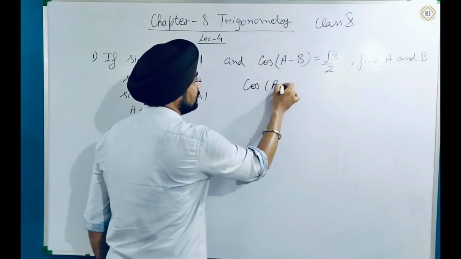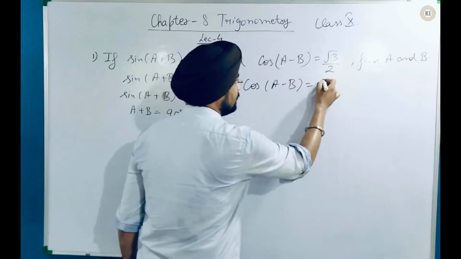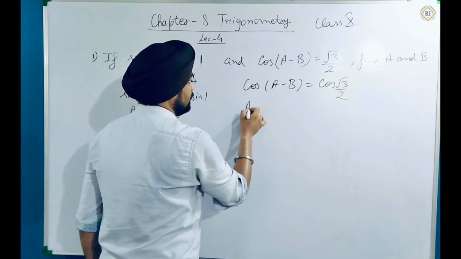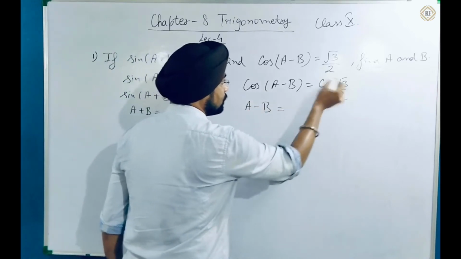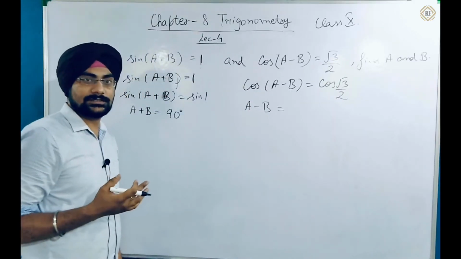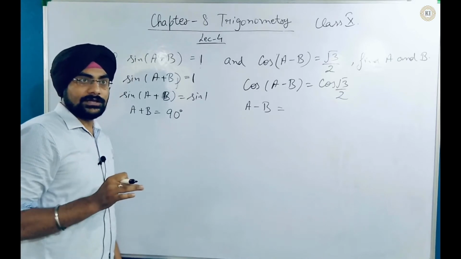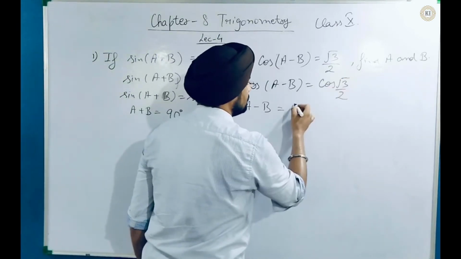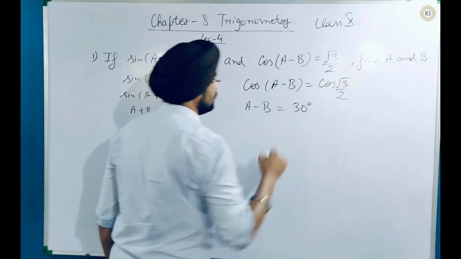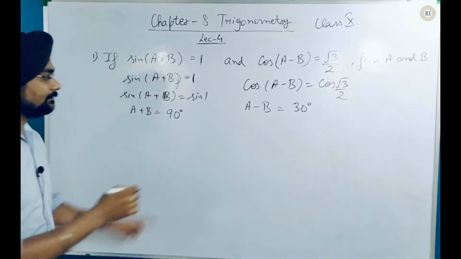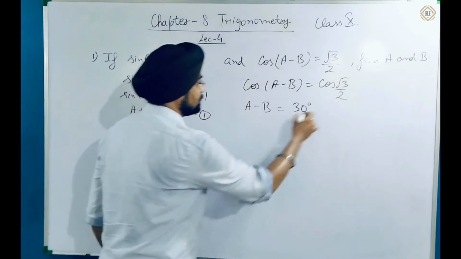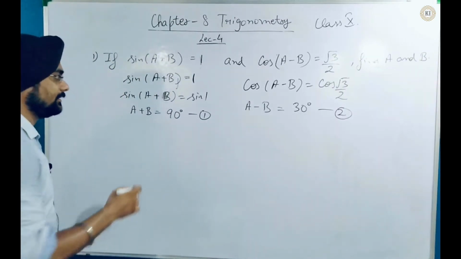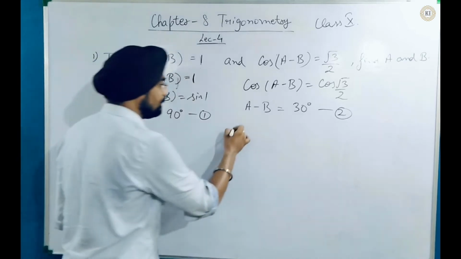Cos(a minus b), here we take cos root 3 by 2. So a minus b, cos root 3 by 2 will come in which case? Root 3 by 2 will come for 30 degree. So one equation we have got, a plus b is equal to 90. Second equation we have got, a minus b is equal to 30 degree. Now we solve both the equations simultaneously.